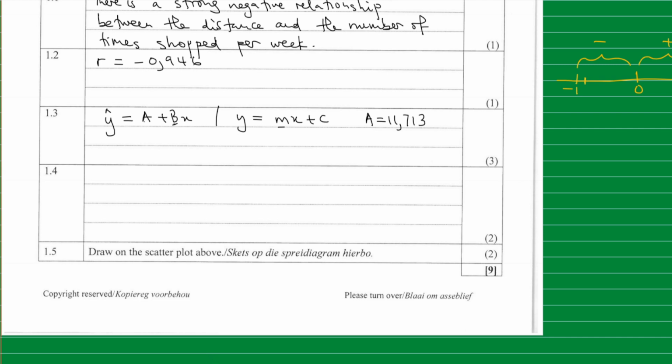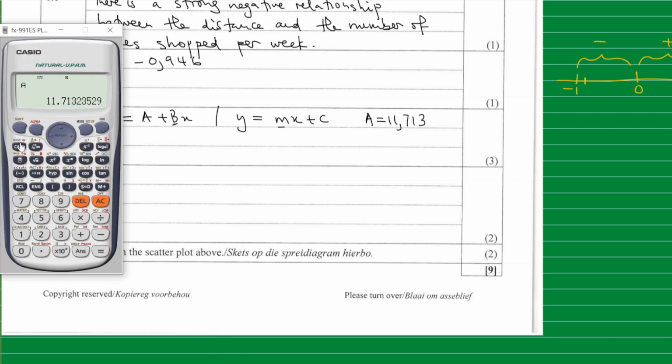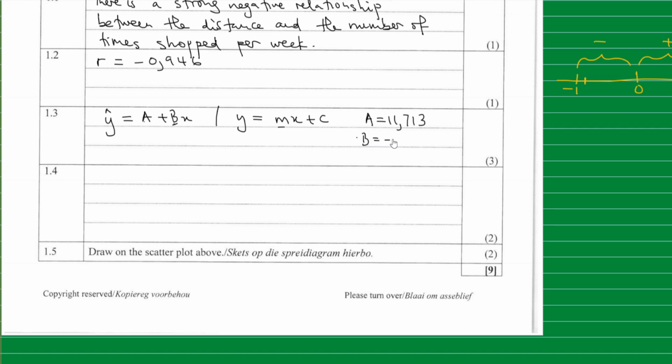Let's come to B. To find the value of B is again shift 1, and regression 5, B, which is 2. So equals, I'll get negative 1.118. B is equal to negative 1.118, which is expected because our line is a negative association. A downward trend is a negative gradient.